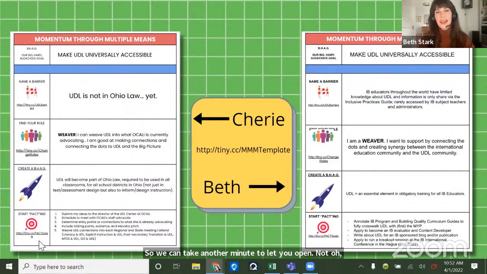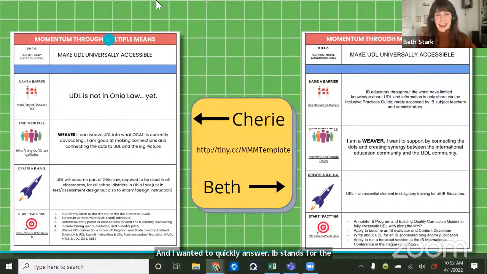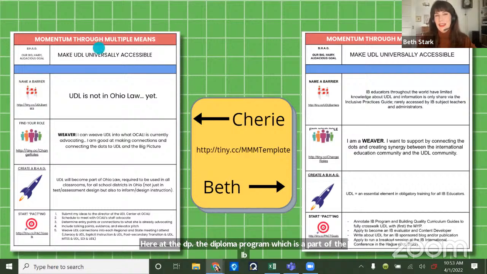I wanted to quickly answer, IB stands for the International Baccalaureate. You'll oftentimes in the US hear about the DP, the Diploma Program, which is a part of the IB. It's often offered in grades 11 and 12 in the US.